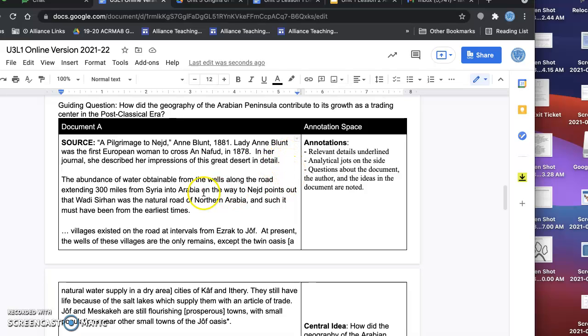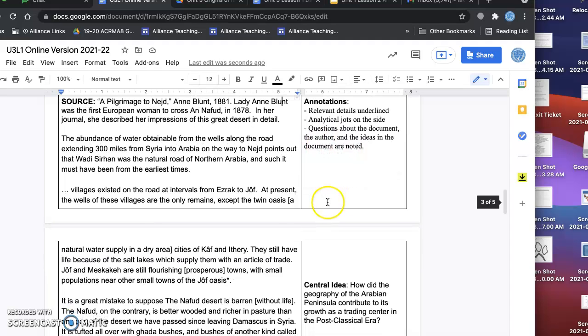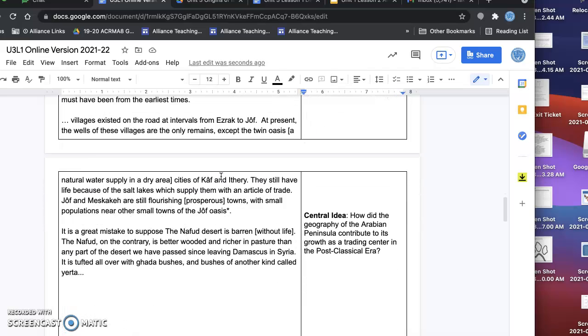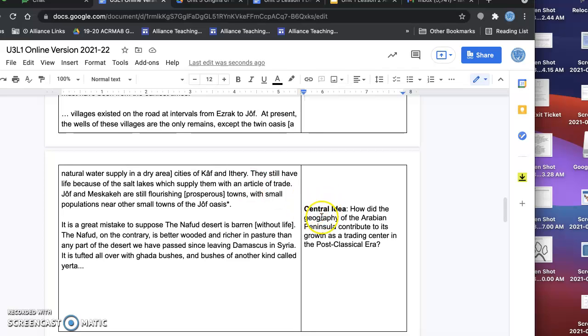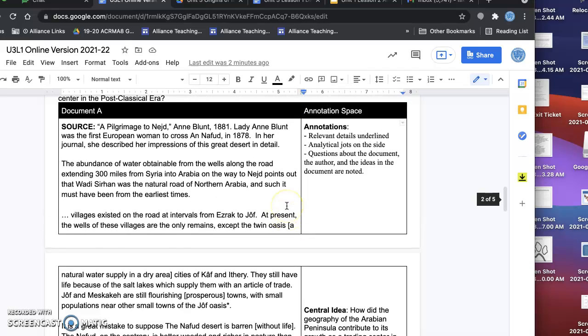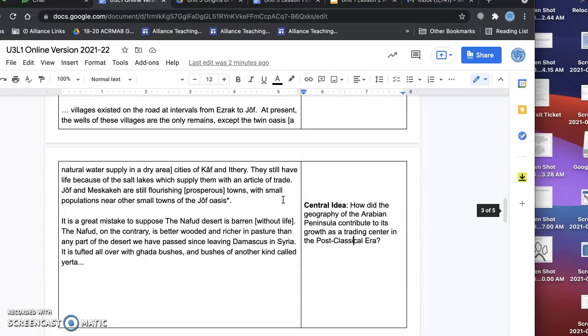As you're reading, you want to annotate each paragraph, and you want to put your annotations on the right side. Okay, so first things first, we need to go by the steps. First step right here is reading the central idea. The central idea says, how did the geography of the Arabian Peninsula contribute to its growth as a trading center in the post-classical era? All right, so you want to read that. So now we know what to look for.